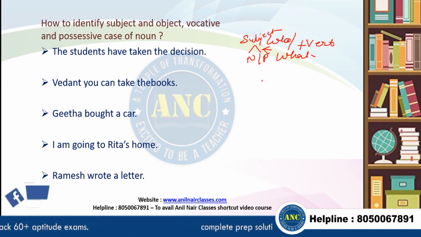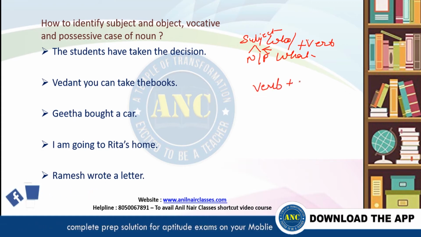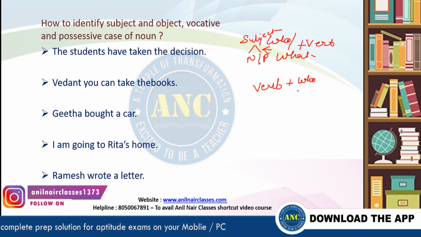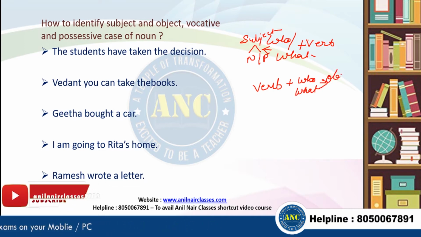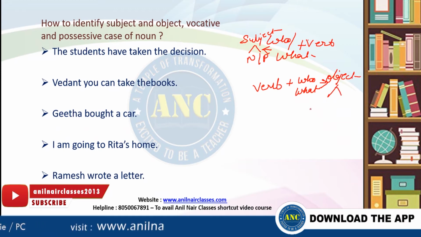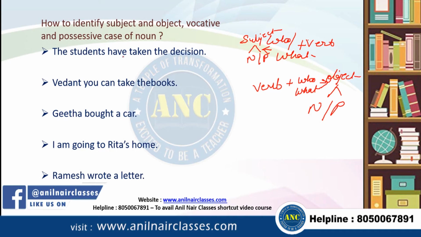Now to find the object, you should first identify the verb. After the verb, ask the question who or what. Again you'll get a single word answer, which is called the object, and only nouns and pronouns can act as the object of the verb. So let's work with this.